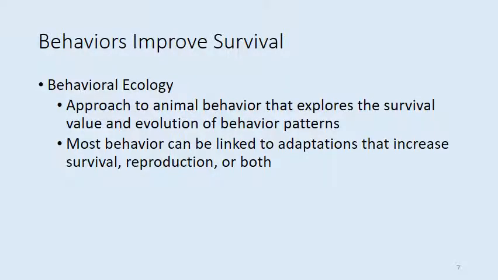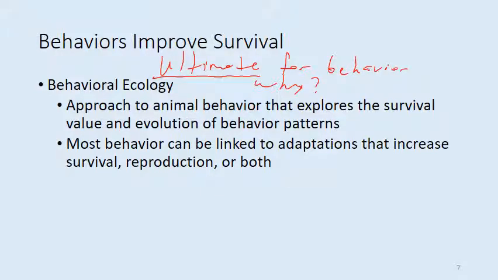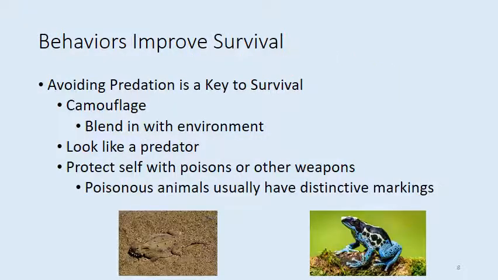Okay, so then next is going to talk about the ultimate causes for behavior. And so we're going to look at why is what ultimate meant. And so we're looking at why. We're looking to see if the behavior is increasing the survival chances and if the behavior is increasing reproduction, mating. And so here, the behaviors that improve survival, again, this is ultimate. Camouflage is a great example.